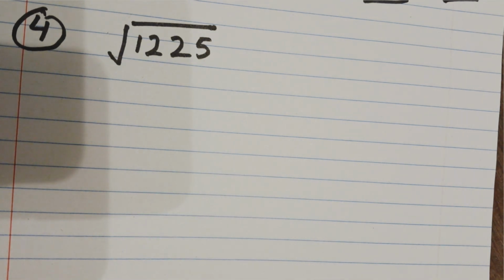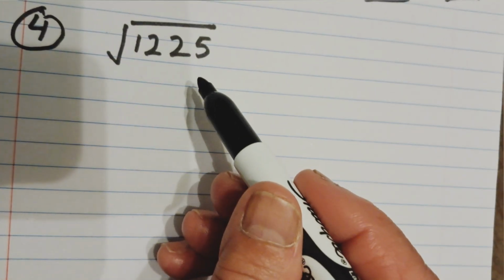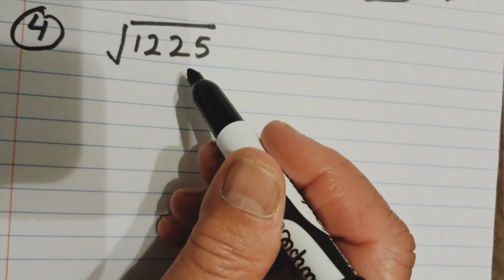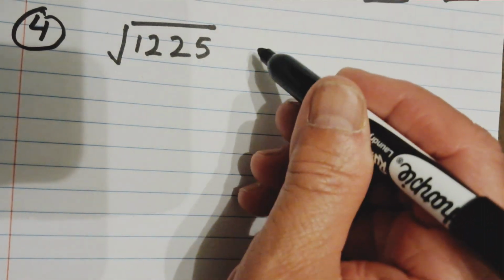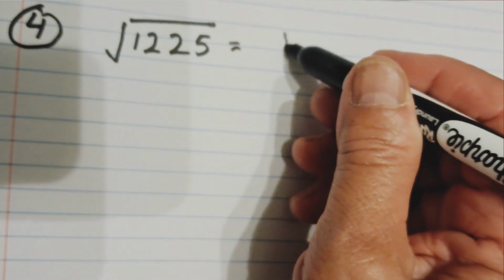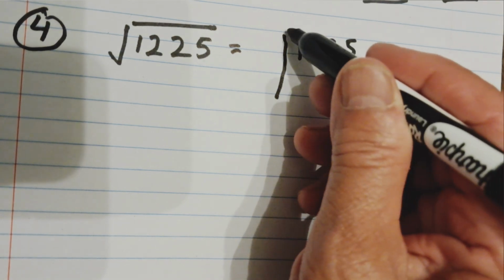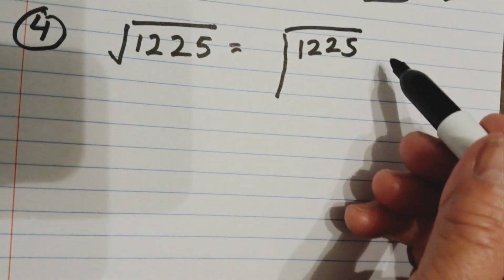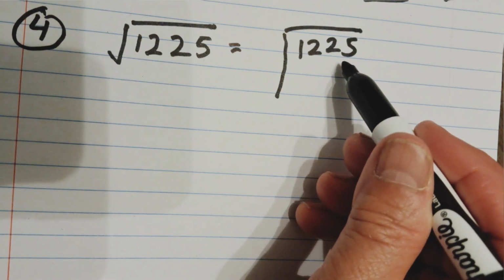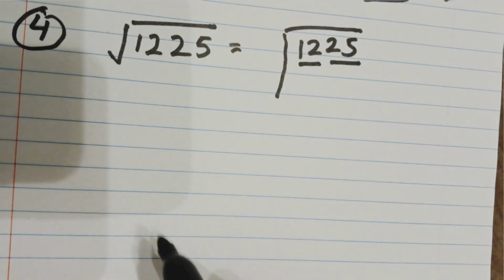So the next question is the square root of 1225. It's the larger amount. So how can we find the square root of 1225 by long division method? So this is the sign of square root, and how we do it by long division. 1225. First we have to make pairs starting from the right side, 2 digits and 2 digits.